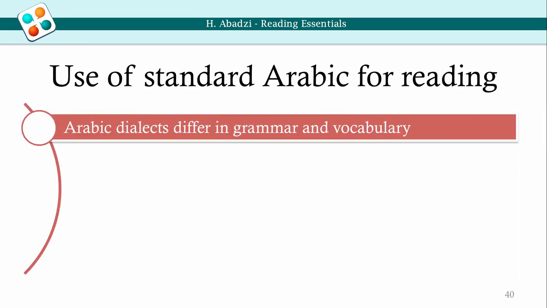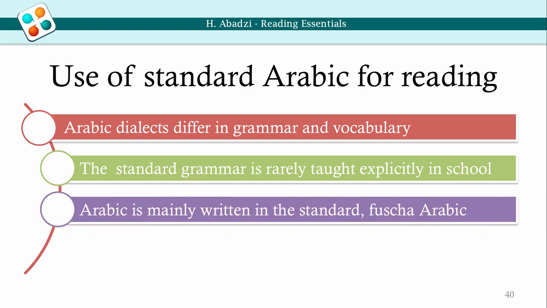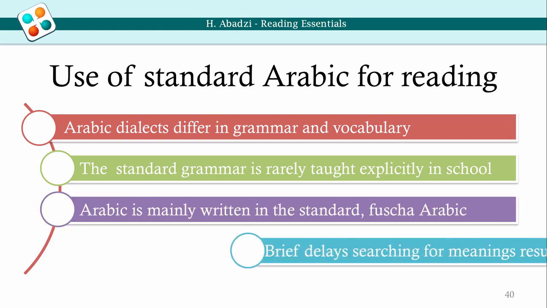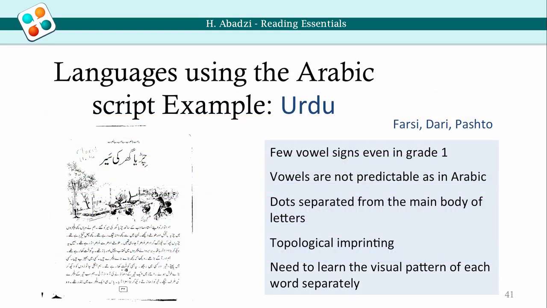Arabic also faces unusual linguistic complexities. Students must learn its grammar and vocabulary in order to become literate, but the grammar is rarely taught explicitly in school. Diglossia, in combination with script peculiarities, may be partly responsible for poor test outcomes in the Arab world.